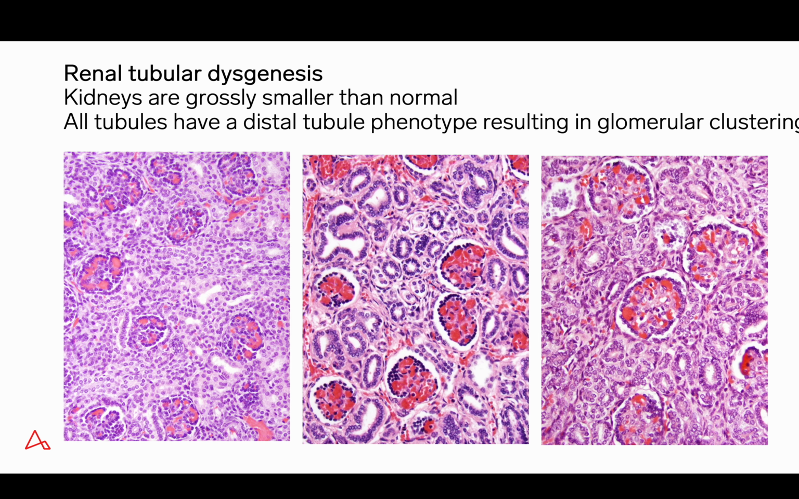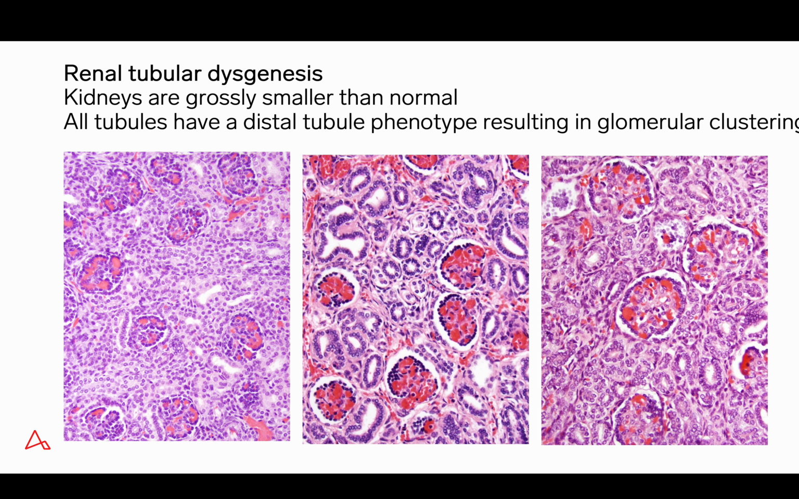Renal tubular dysgenesis is very distinctive in its appearance microscopically. The kidneys show prominent glomerular clustering. The glomerular clustering is due to the fact that the tubular portion of the nephron has a distal tubular phenotype, and distal tubules are smaller in size than proximal tubules. Therefore, the glomeruli cluster and the kidneys grossly are much smaller than normal.